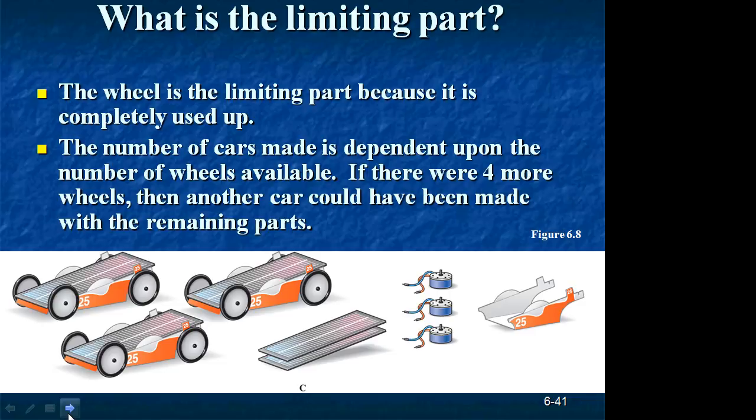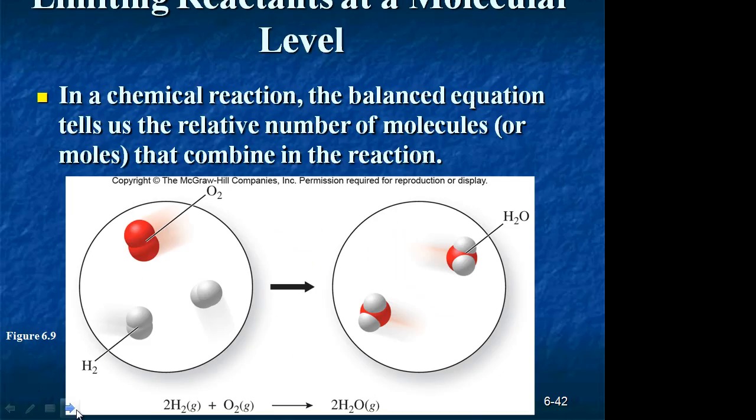So, as we were talking about, the wheel is the limiting part because it is completely used up, and the number of cars we made is also dependent upon the number of wheels we had. And as I said, if there were 4 more wheels, then we could have made another car, right? Okay. Now let's see at the molecular level what happens in a chemical reaction.